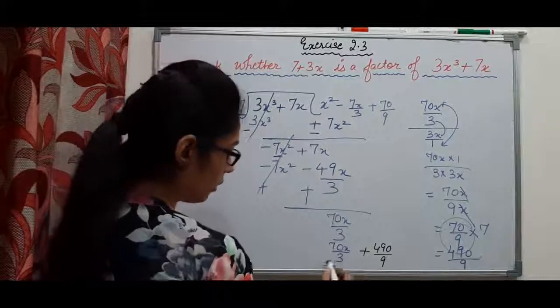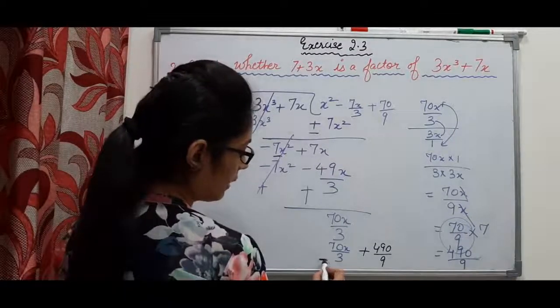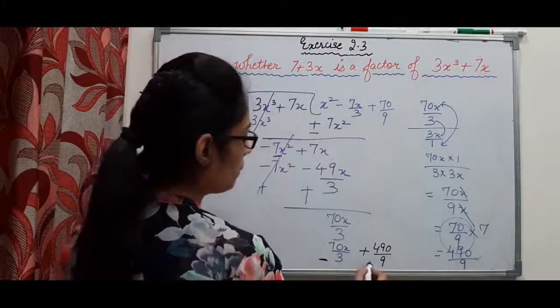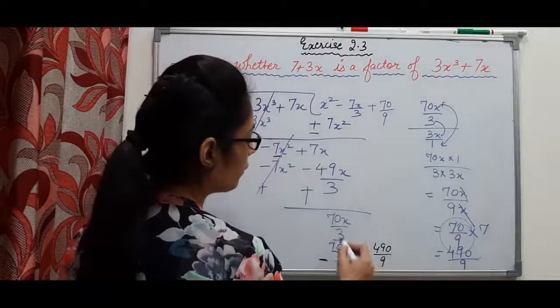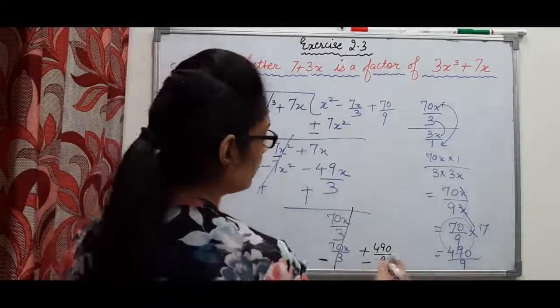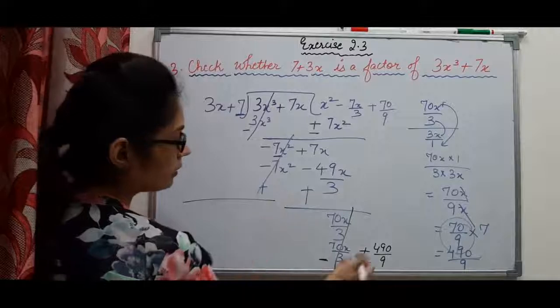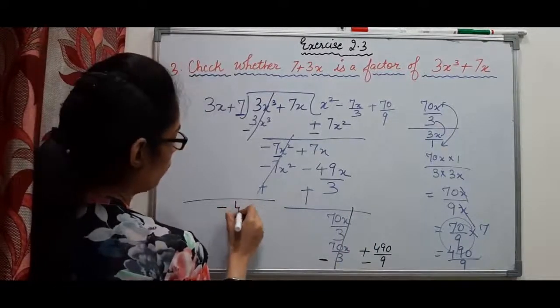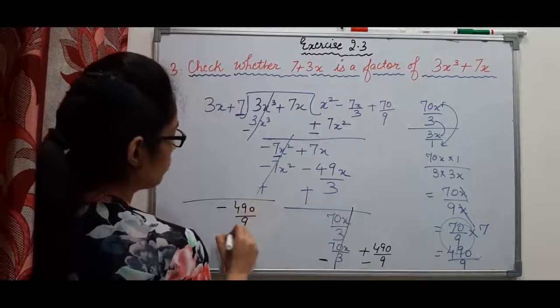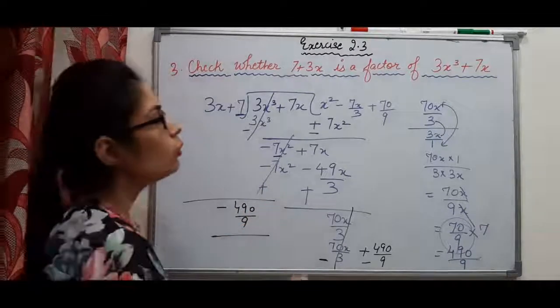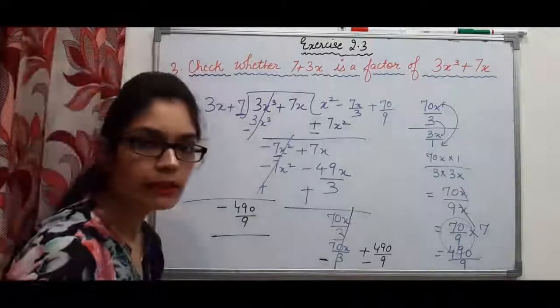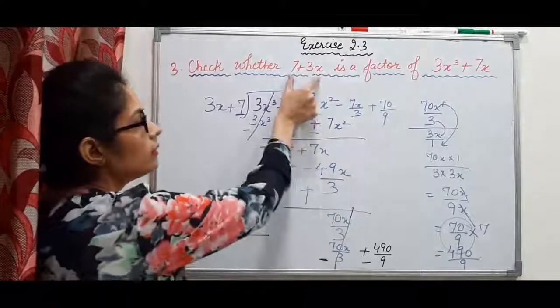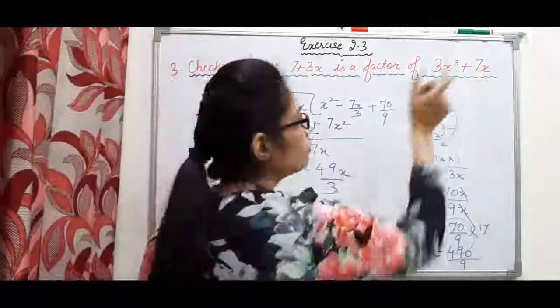Now we can change the signs. Here minus will be there, here plus will be changed into minus. Like terms will get cancelled, and this at the end we can write as it is because no other term is there. So I am left with minus 490 by 9, which is our remainder. So we are not getting 0 as a remainder, which means this term is not a factor of this term.